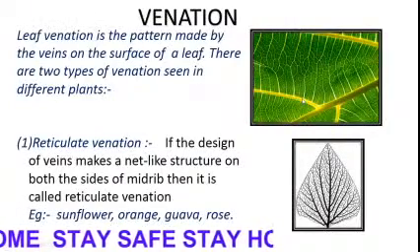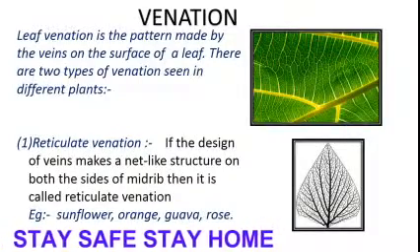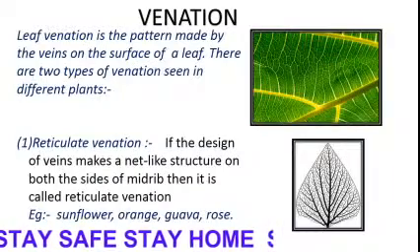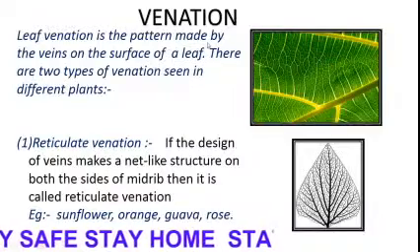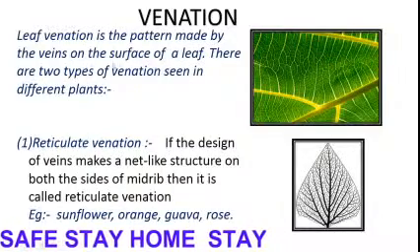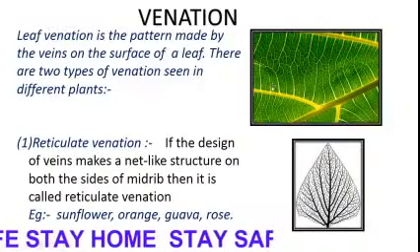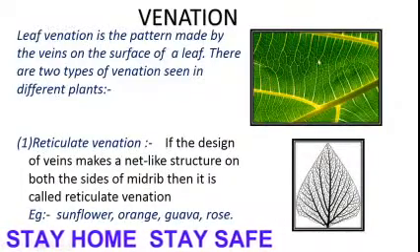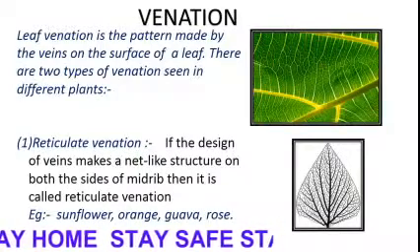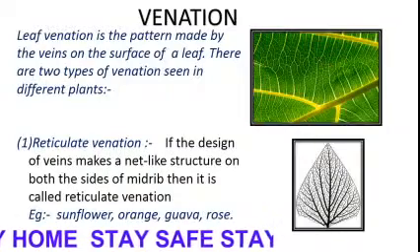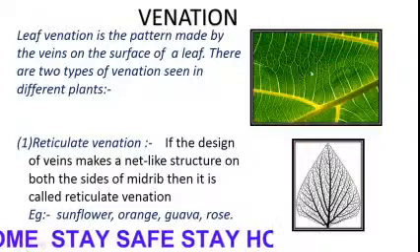That was about the parts of the leaf: vein, petiole, lamina, midrib. Now we will see about the venation. Leaf venation is the pattern made by the veins on the surface of the leaf. Can you see the different patterns? The pattern made by the veins is known as leaf venation.